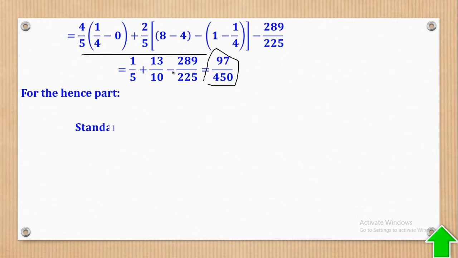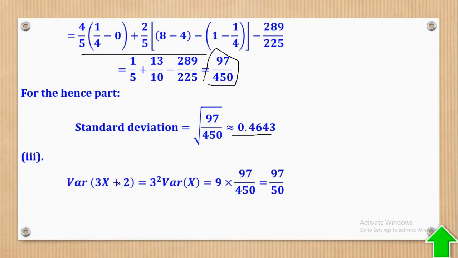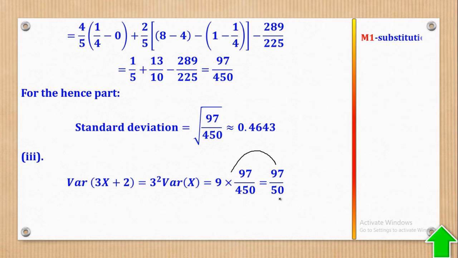Then for the hence part, they wanted the standard deviation, so it is the square root of variance, which will give you 0.4643. And Roman 3, they wanted Var of 3x plus 2, which is equal to 3 squared Var x. We realize that we don't add the 2 because variance of a constant is 0. Then when I substitute, I'll come up with the answer as 97 over 50. So basically that's what they wanted.